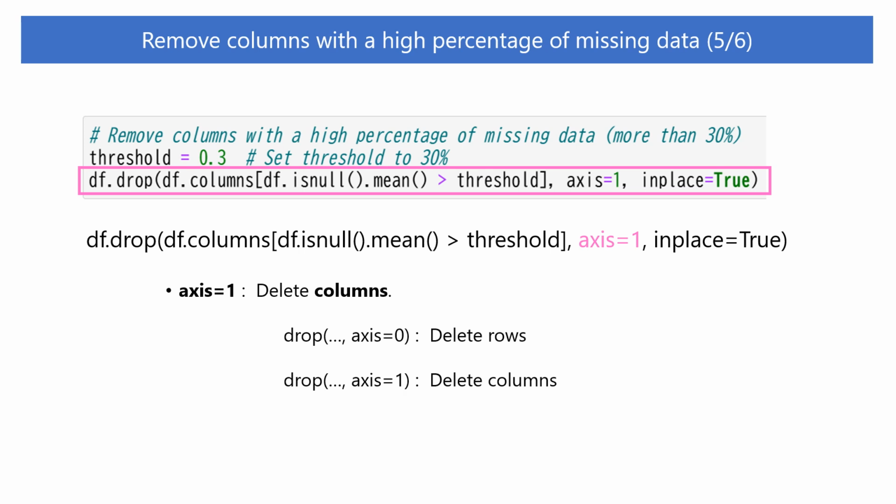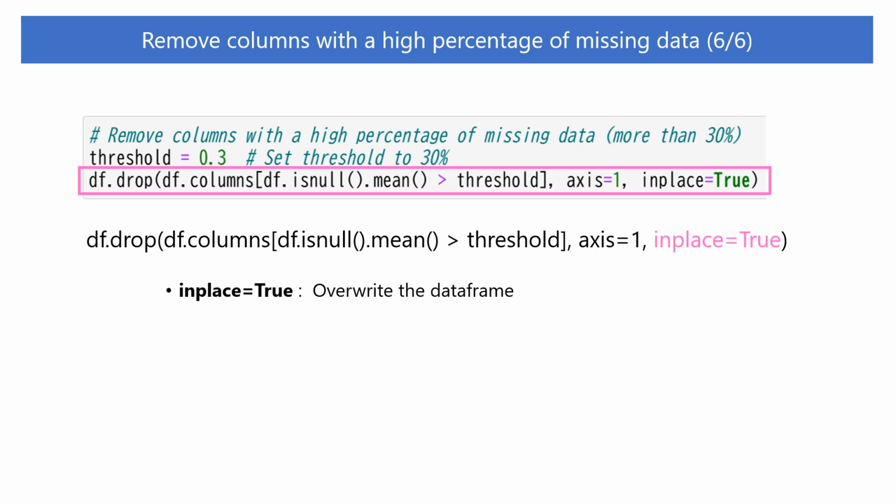If you set axis to 1 in drop, the drop method will retrieve the column label and delete the corresponding columns. Therefore, when deleting columns, we do not need to add index after the square brackets.